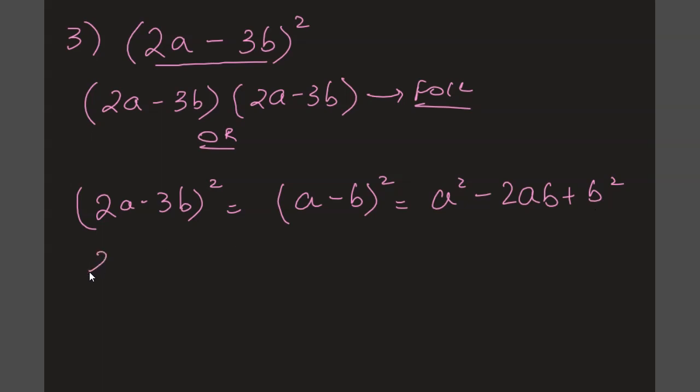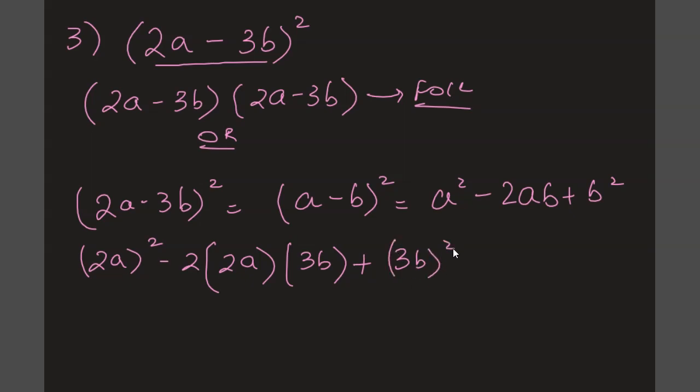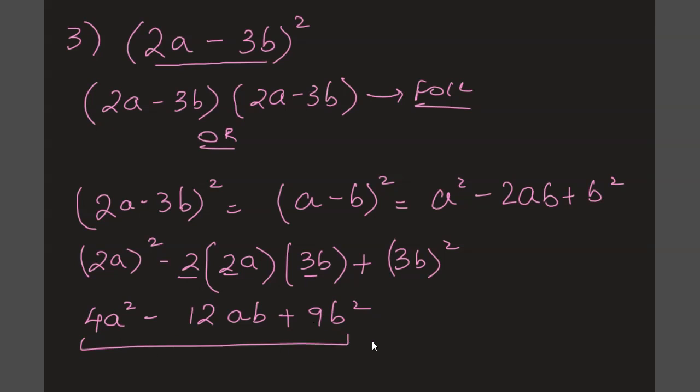In this case, my a is 2a, so I'm going to do 2a squared minus 2 times a is 2a, b is 3b, plus my b is 3b squared. So I get 2 times 2 is 4a squared minus 2 times 2 is 4 times 3 is 12ab plus 9b squared. And this is my final answer.